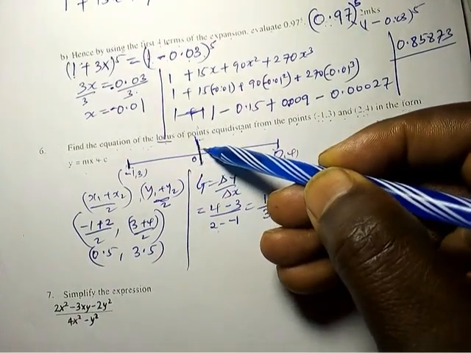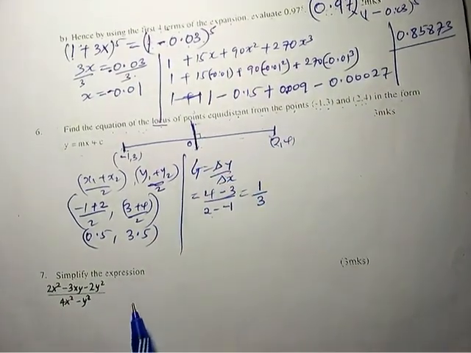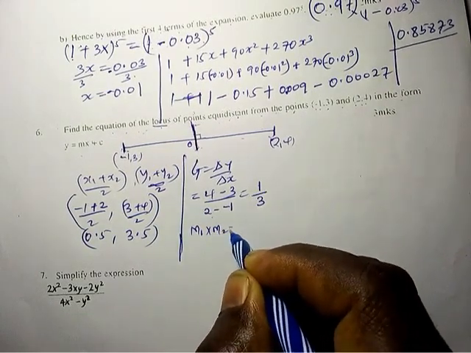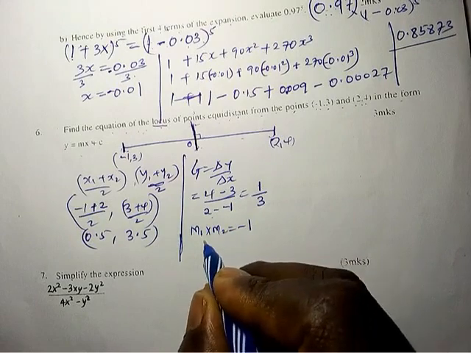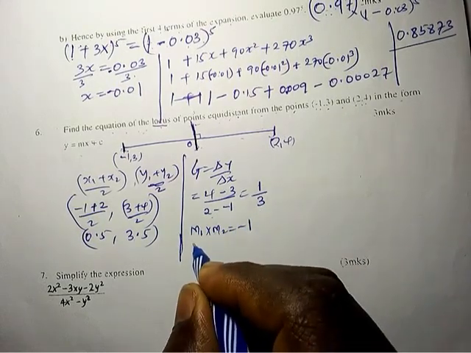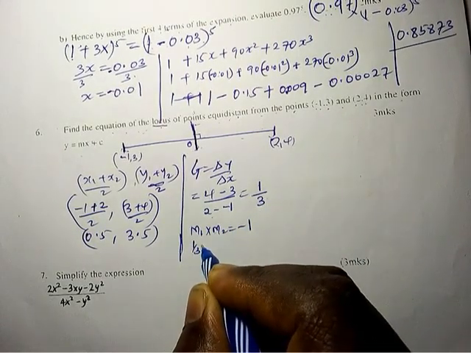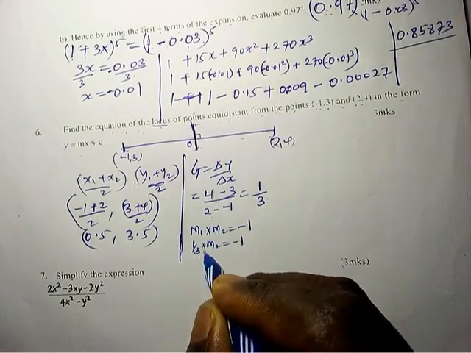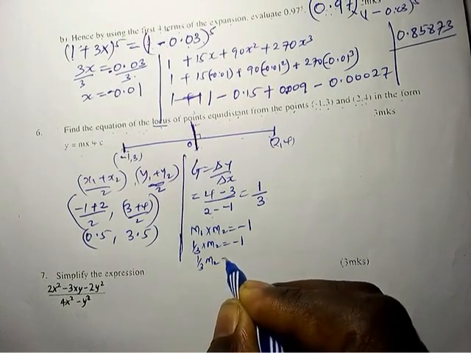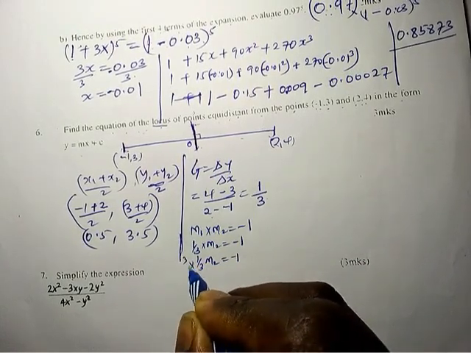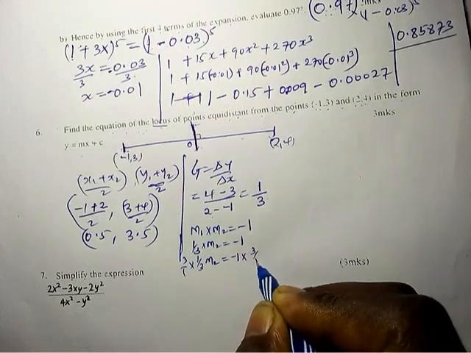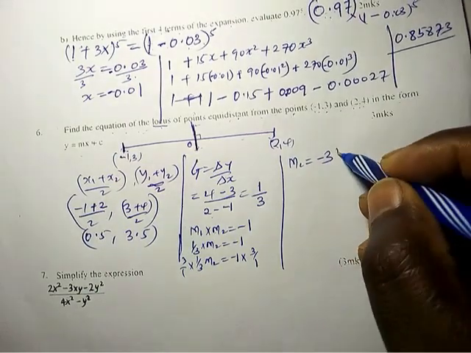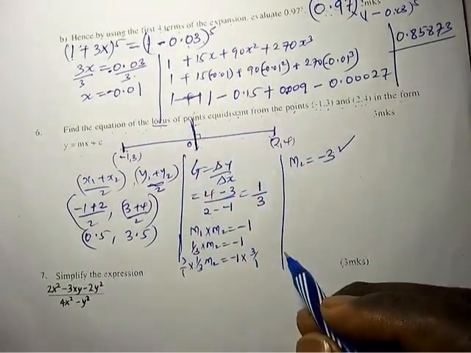But this line is perpendicular. For perpendicular lines, the gradients m1 times m2, the answer should be -1. So if now I have 1 over 3, then 1 over 3 times m2, the answer should be -1. So 1 over 3 m2 equal to -1. So times 3 over 1 on both sides, meaning m2 equal to -3. So the gradient of this perpendicular line is -3.